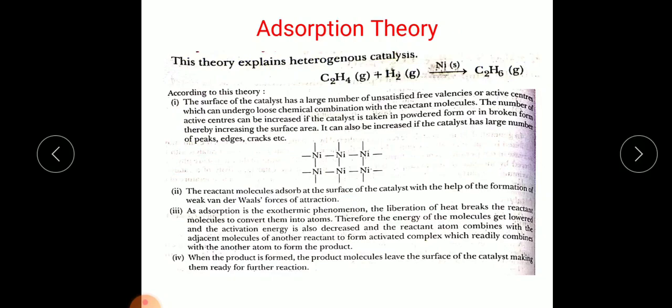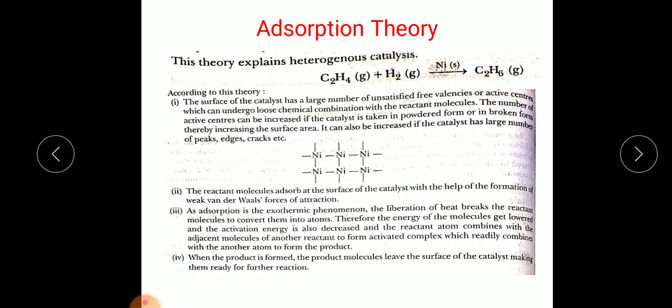Next is adsorption theory. This theory explains heterogeneous catalysis. That means the reactant and the catalyst phases are different. According to this theory, the example is given over there. This is ethylene, or we can call it ethene, carbon-carbon having a double bond. When you add hydrogen in the presence of nickel, that double bond will break and one hydrogen will get added to each carbon, so it becomes C2H6.